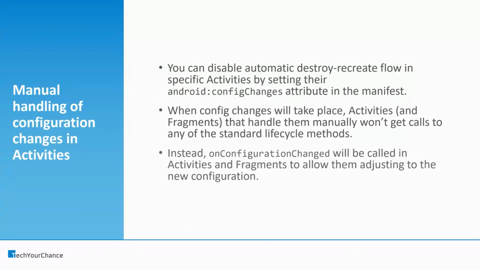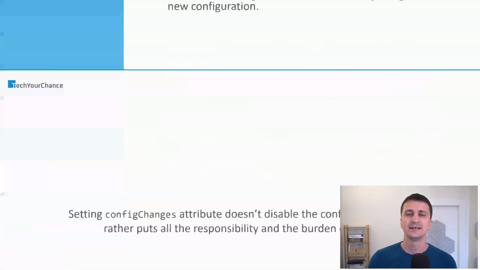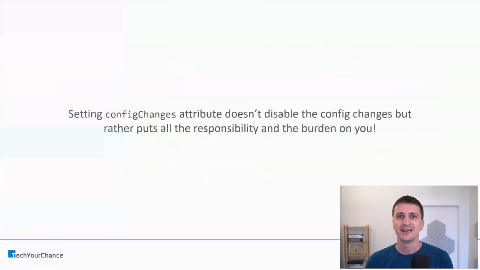And as we said, if you specify this setting, then whenever config changes occur, you will be handling them manually. The standard lifecycle methods of your activities and fragments won't be called anymore. Instead, this new onConfigurationChanged method will be called whenever a config change occurs that corresponds to something you wanted to handle manually. What's important to realize is that this setting doesn't disable configuration changes, and it doesn't magically resolve them for you. Rather, it puts all the responsibility and the burden of handling config changes on you.